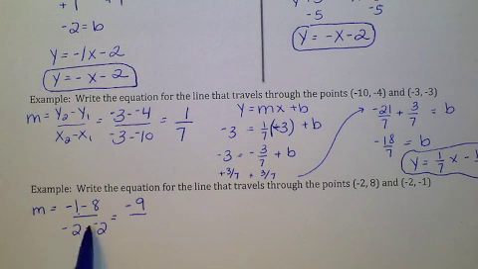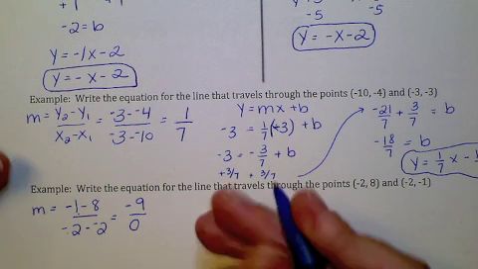negative 2 minus a negative 2. This is weird. Okay, so negative 2 plus 2, that gives me 0. I'm actually not allowed to divide by 0. That gives us an undefined slope.